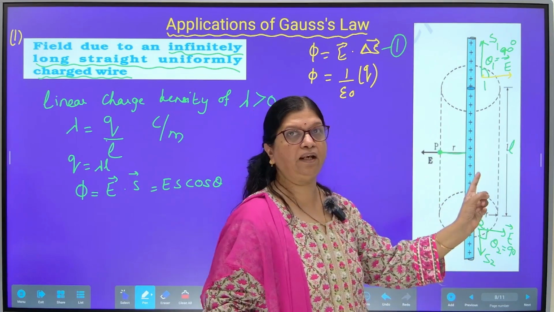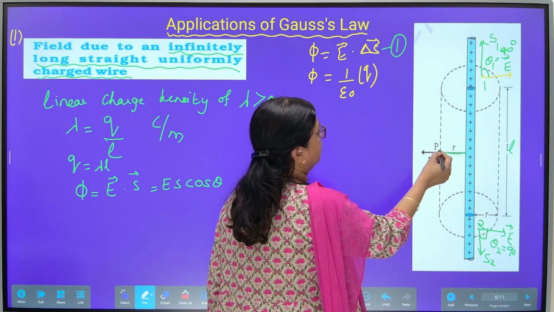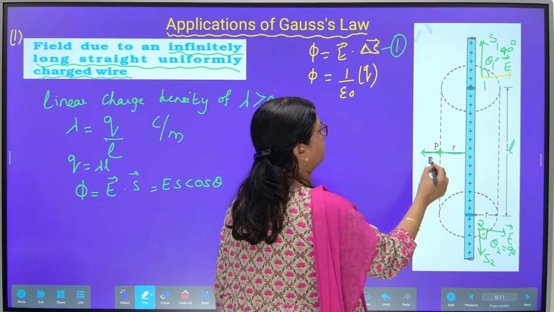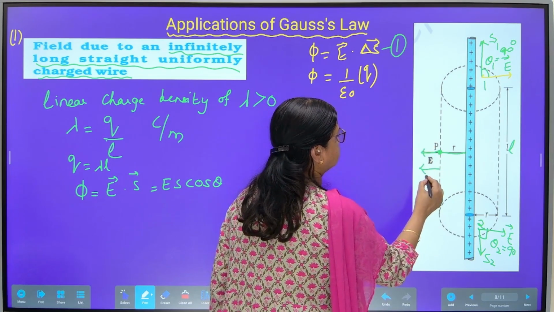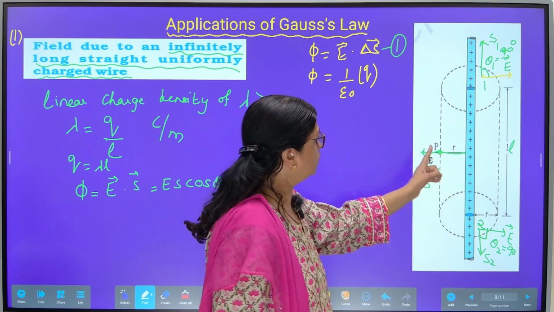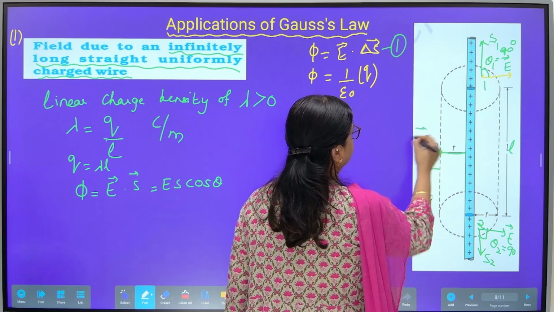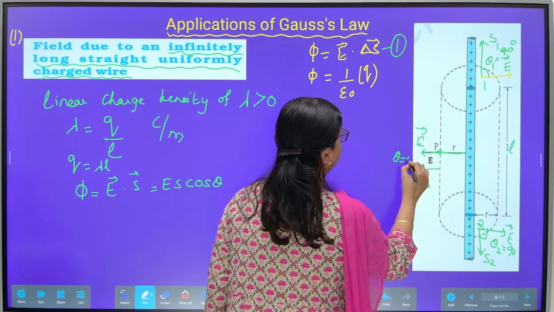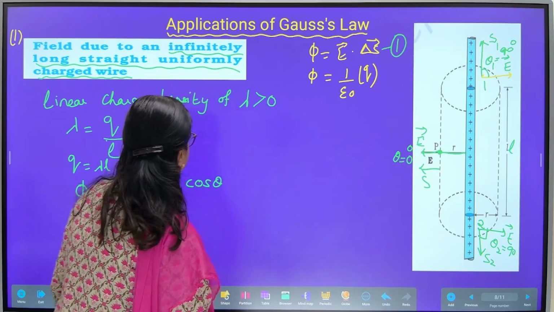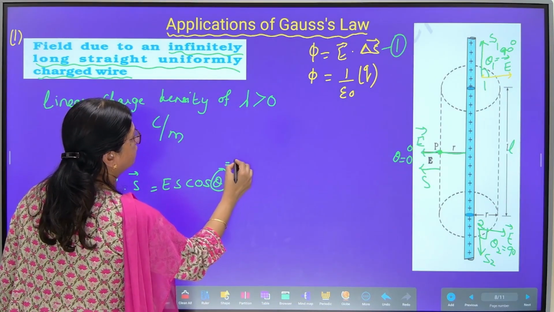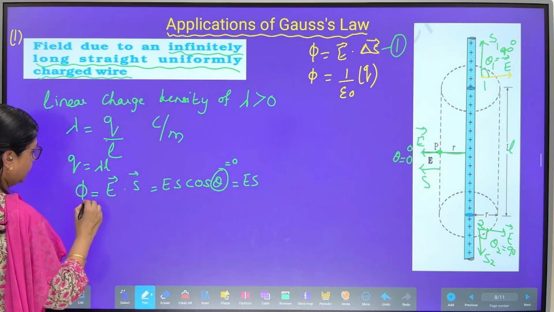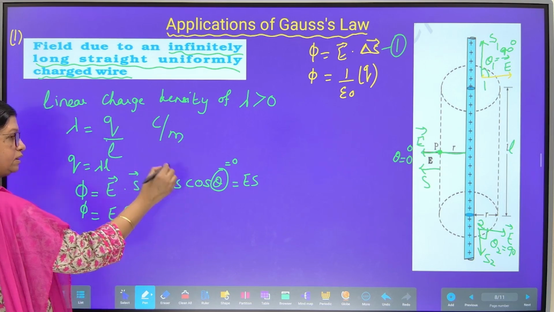Now we have the curved surface area. Because the charge is positive, the direction of the electric field will be radially outwards from the point. And for this surface, the direction of the surface, I'll write it as simply S, will also be radially outwards as per the rule for the direction of the area element. So what is the angle between this E and S? Theta is equal to 0, because the direction of E and S is the same for the curved surface area, surface number 3. So here I can write theta is equal to 0. What is cos 0? 1. So phi is equal to E S cos 0, which is 1.